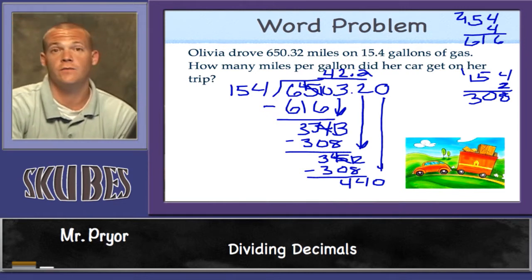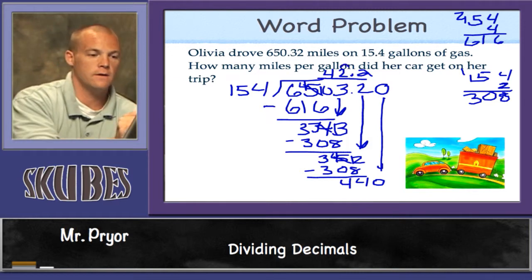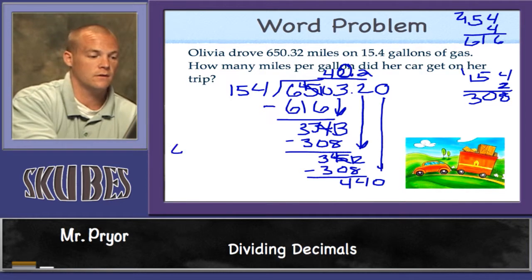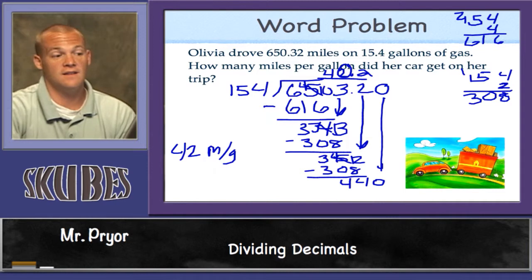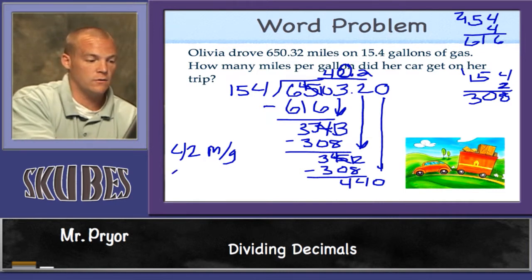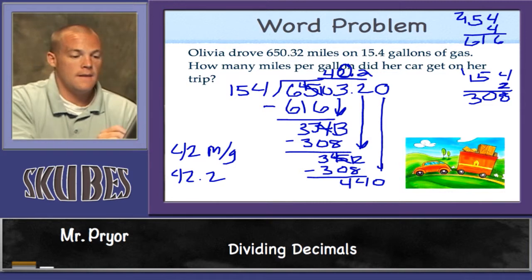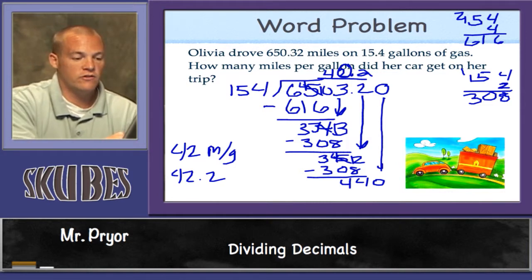The whole number in this case would be this 2 right here. All right, so that would mean that her car gets 42 miles to the gallon. Okay, and again, to the 10th place would be 42.2 per gallon. And that concludes the division of decimals.